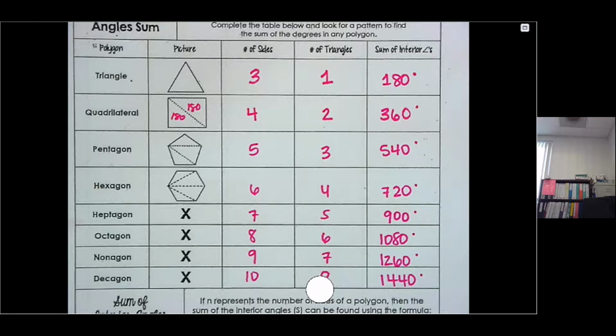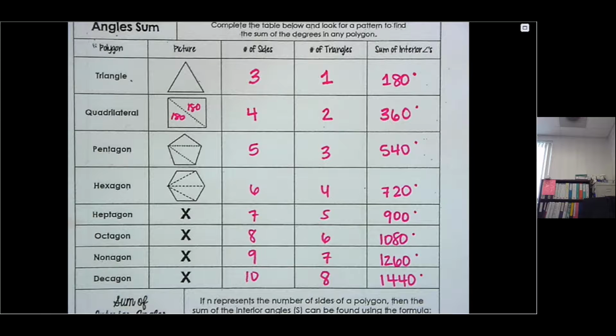Number of sides. Yup, number of sides are also going up 1 at a time. Good. What else? Okay, good. This piece here, each time you're going 180 plus 180 plus 180 plus 180. Okay, that's great. Now, I got a question for you. We went from a 3-sided figure all the way down to a 10-sided figure.